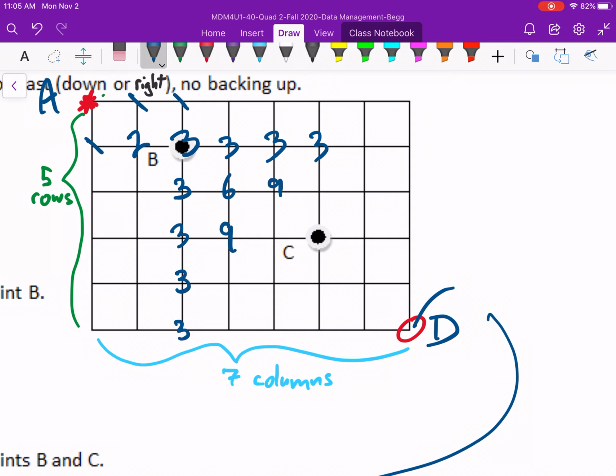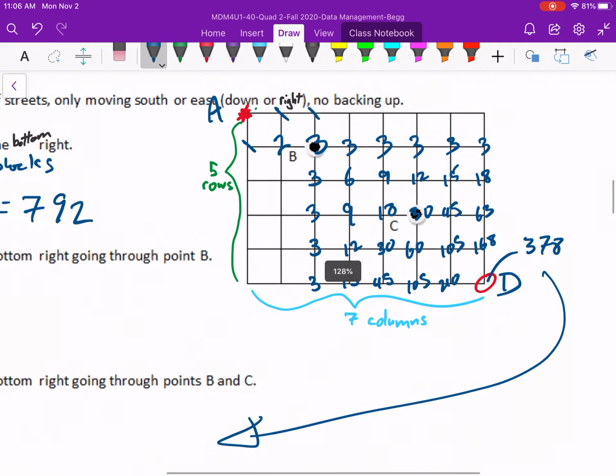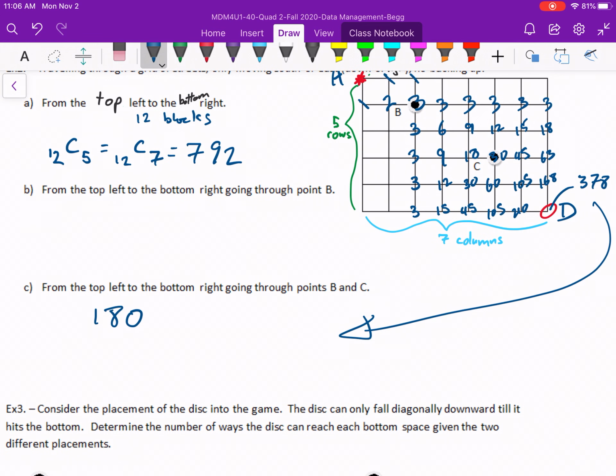9, 9, 3, 12, 18, 12, 3, 15, 30, 30, 15, 3, 45, 60, 45, 18, 105, 105, 63, 210, 168, and 378. So that's how many ways there were to do part B. 378.